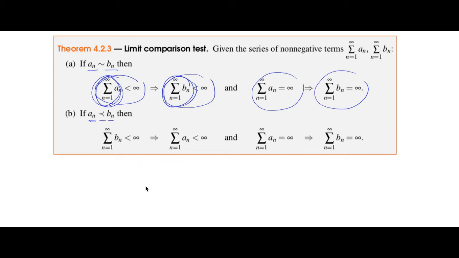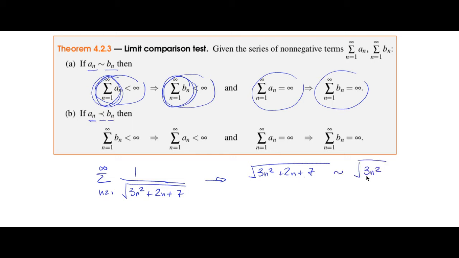Okay, so some example of this, we have this series, the sum from n equals 1 to infinity of 1 over the square root of 3n squared plus 2n plus 7, right? Well, you could say, the square root of 3n squared plus 2n plus 7, we know it's asymptotically equivalent to the square root of 3n squared, because these terms are negligible in comparison with this, right? And this is exactly the same as square root of 3 times n.